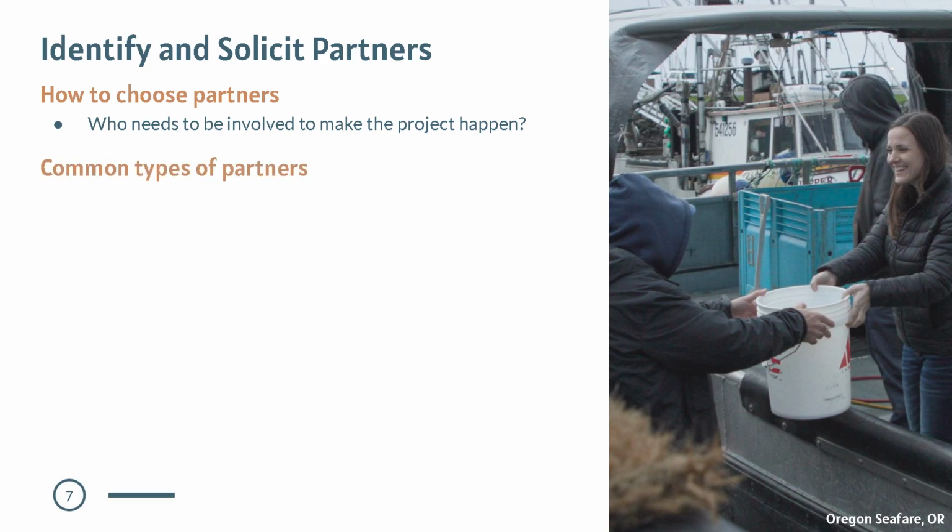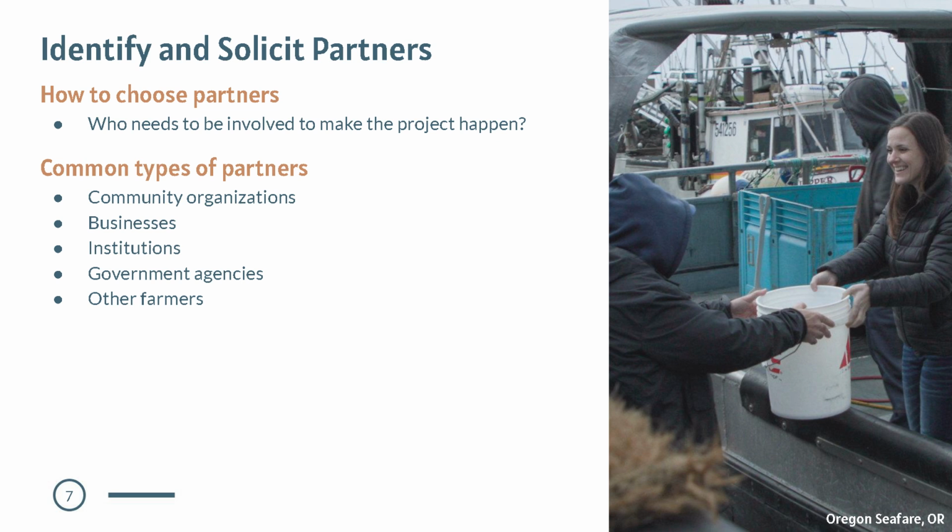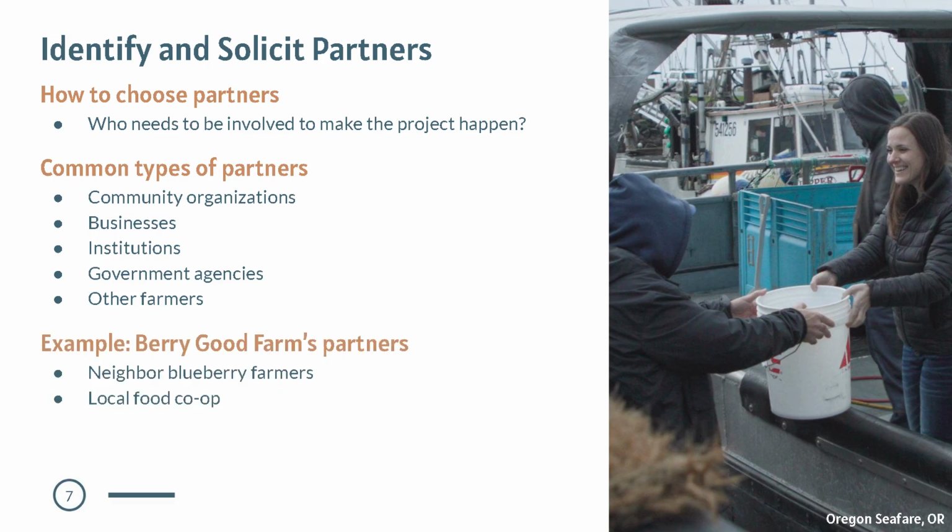Some common examples of partners include community organizations, businesses in your field, institutions like schools, government agencies, especially local municipalities, and in the case of USDA grants, other farms and farmers. You also might consider partnership around project management, fiscal management, evaluation, and reporting responsibilities. For example, the Berry Good Farm has partnered with a neighboring blueberry farmer who is interested in aggregating their products through the Berry Good Farm Hub. They also partner with a local food co-op who will source their blueberries in their stores.